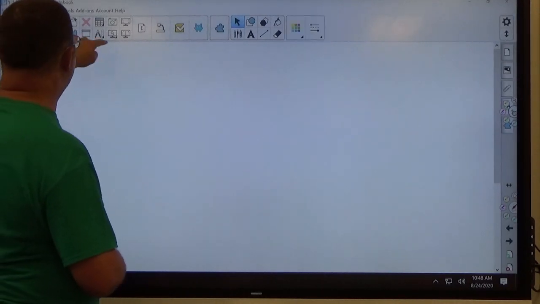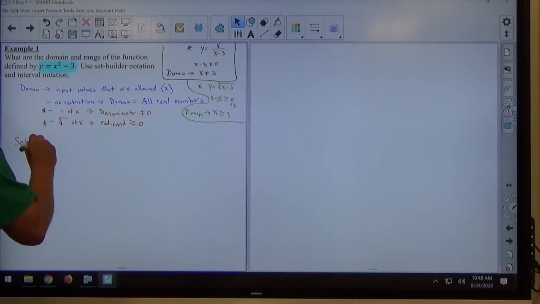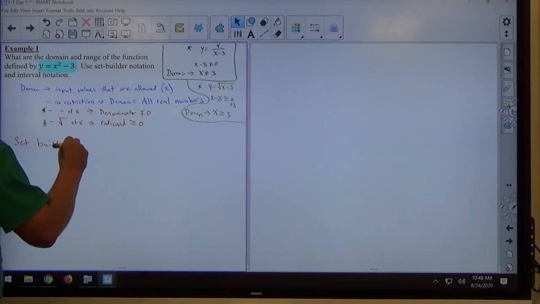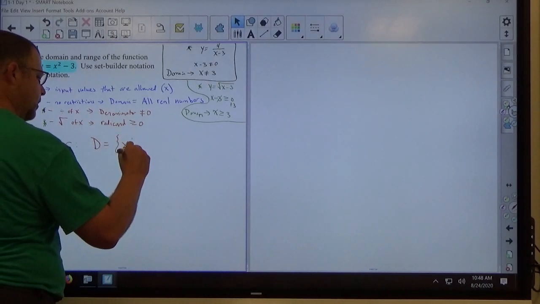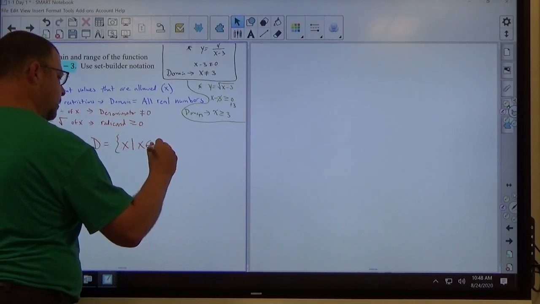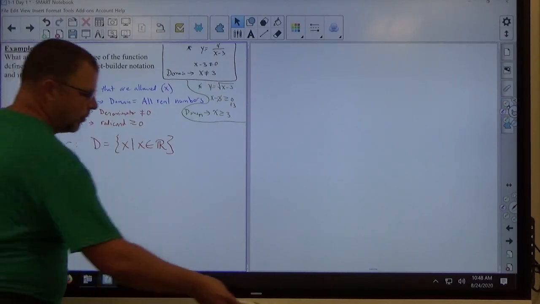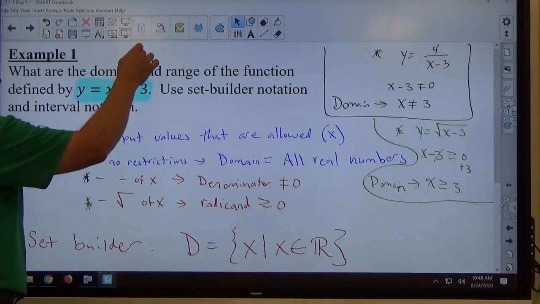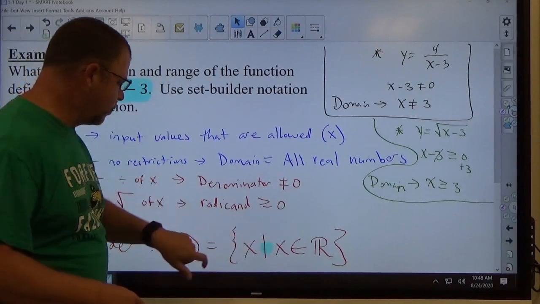All right, I'm going to go to a new page here. Now it asks to use set builder notation or interval notation. So here's what set builder notation looks like. That's set builder notation for all real numbers. Let me interpret this for you real quick. So to do set builder notation, let me just ungroup real quick.